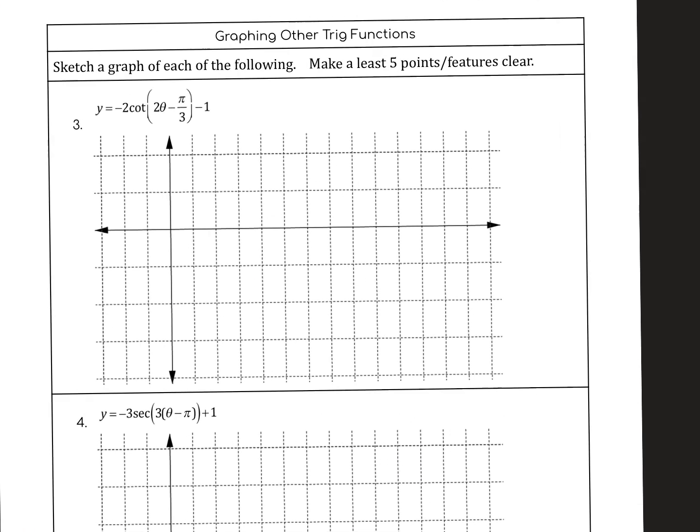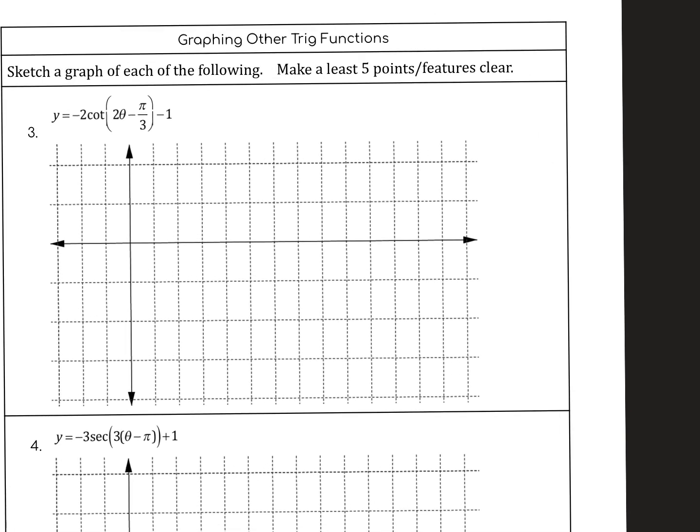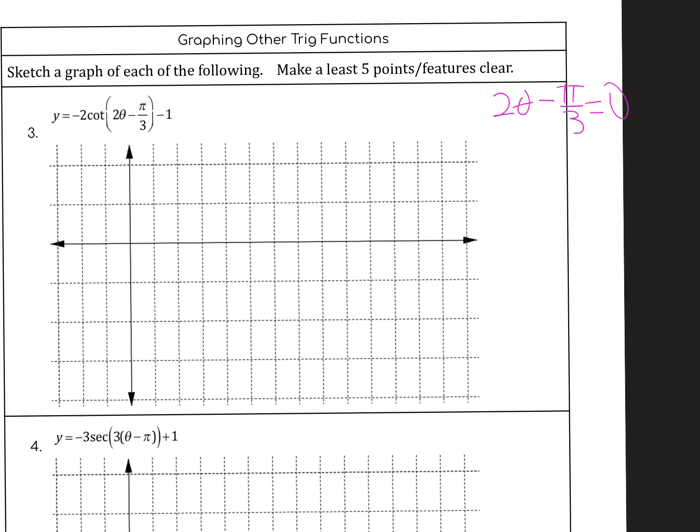Now on this one I got cotangent. So cotangent is cosine over sine. So I'm going to do cosine. So cosine, we start at 0. So 2 theta minus pi over 3 is 0. So I solve for theta. I add the pi over 3, and then I divide by 2. So that's going to be pi over 6. So that's where we start.